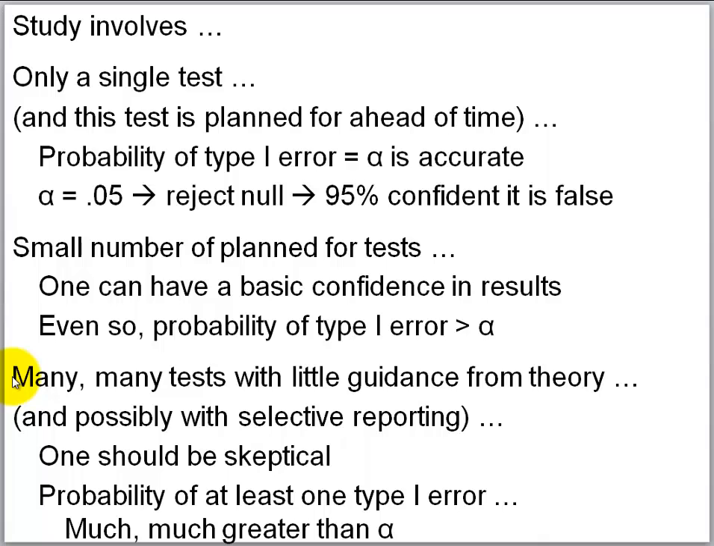Now, if many, many tests are carried out with little guidance from theory, and further, if results are reported selectively, in other words, any results that are not statistically significant are not reported, you should be very skeptical about results. So in these situations, the probability that at least one type 1 error has been committed is much, much greater than alpha. And I'll try to convey the problem here.